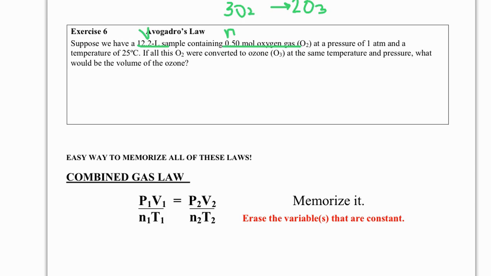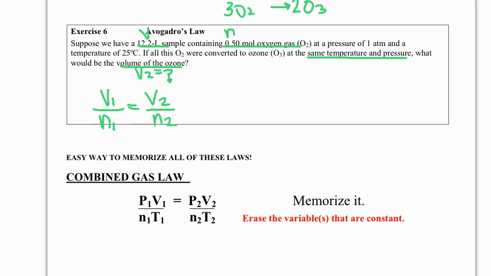It says at a pressure of 1 atm and a temperature of 25. If all the oxygen is converted to ozone at the same temperature and pressure, notice same temperature and pressure, so this is just a direct relationship. What would be the volume of the ozone? So we want the new volume 2. These are directly related as well.